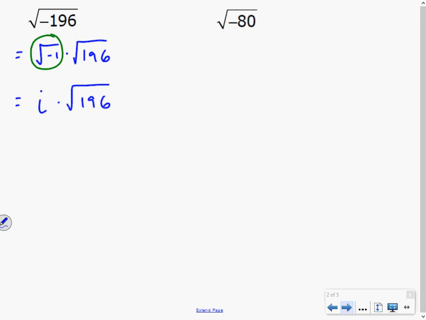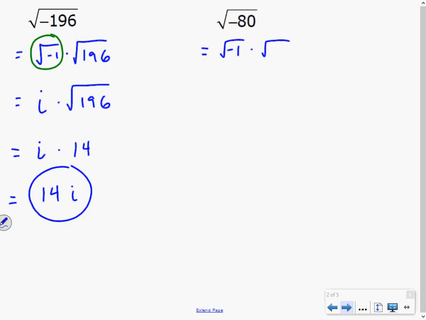Okay? Well, the square root of 196 is just 14. So now I have i times 14. Typically, and the way that I want you to write it is 14i. We always want the number before i. So let's do the square root of -80 here. Just like the last one, we're going to start by splitting that into -1 and 80. Okay, we know the square root of -1 becomes i, and that allows us to focus just on breaking down the square root of 80.